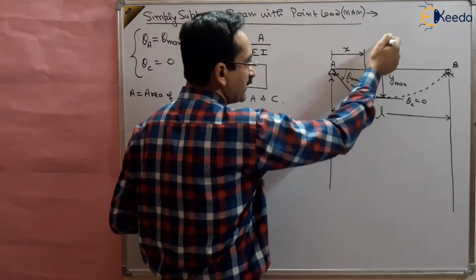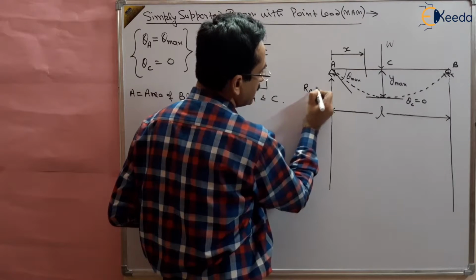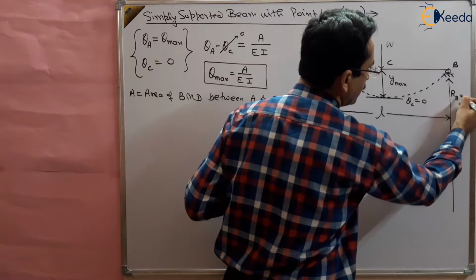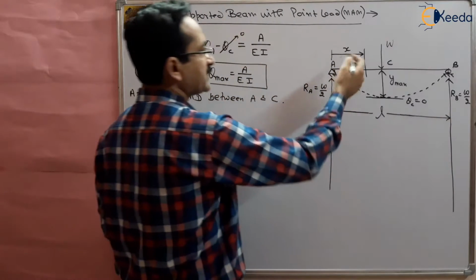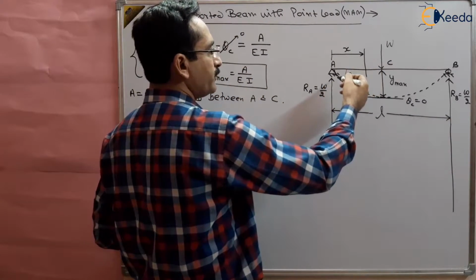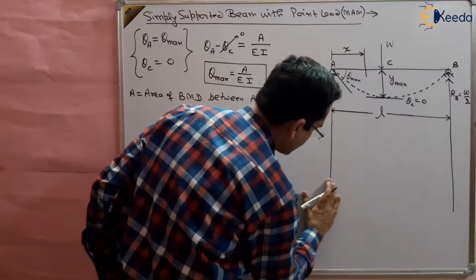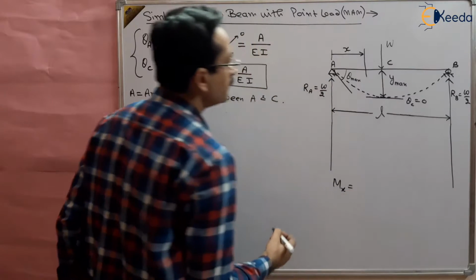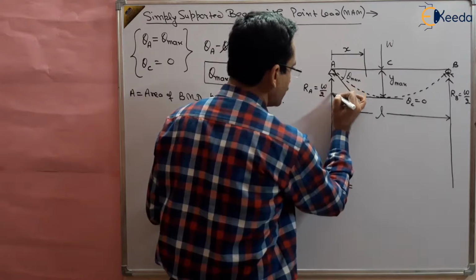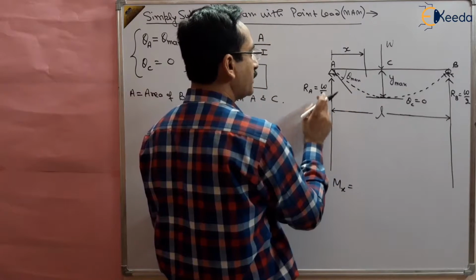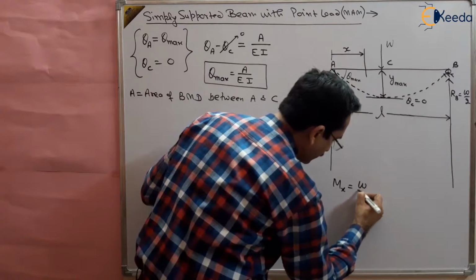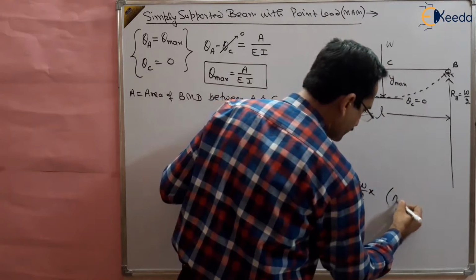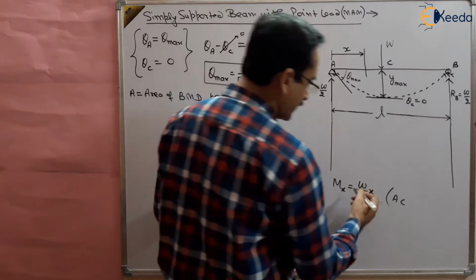And what are the reactions? You know that if the load applied is W, then the reaction at A is W by 2, and the reaction at B is also W by 2. So RA and RB will be equal to W by 2. So MX will be equal to the moment of all the forces to the left of the section. There is only one force, W by 2, so W by 2 multiplied by x. This is MX, valid between A to C, and this is positive, right?